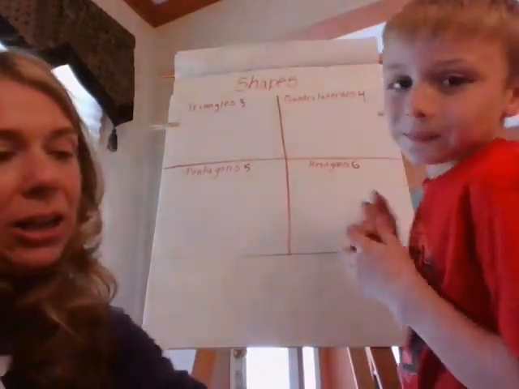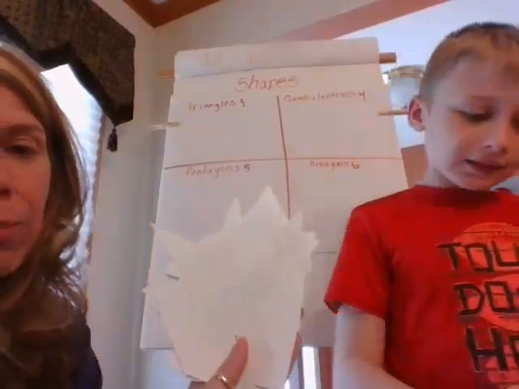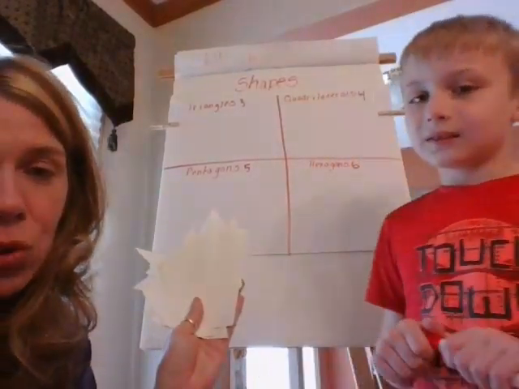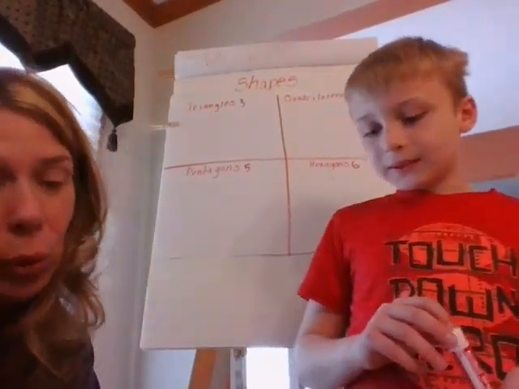So I have a pile of shapes here, and we're just going to go ahead and pick a shape, and we're going to count the sides, angles, vertices, and then put them into our sort. So you can just go ahead and follow along and work with us.